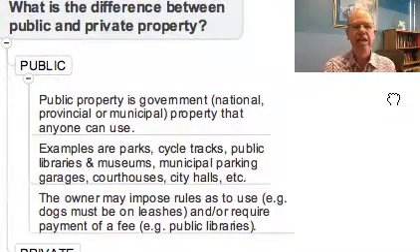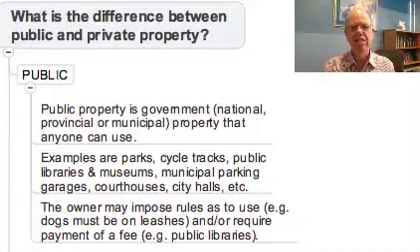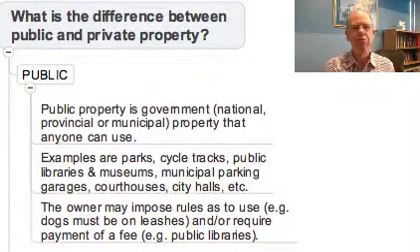Public property is government, national, provincial or municipal property that anyone can use. There are examples such as parks, cycle tracks, public libraries, museums, etc. The owner of a public property may impose rules as to use. For example, dogs must be on a leash when they're in this park, or require payment of a fee, for example, for the use of a public library.